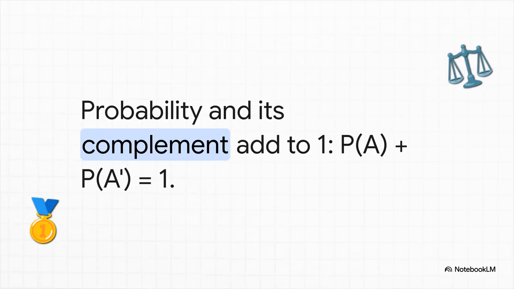And this brilliantly illustrates the golden rule of complements. The probability of an event plus the probability of its complement absolutely always adds up to a perfect 1. P of A plus P of A prime equals 1, and because of this, we can quickly calculate the complement by just subtracting our event's probability from 1. Let me tell you, this is a massive shortcut for solving complex problems on exams.